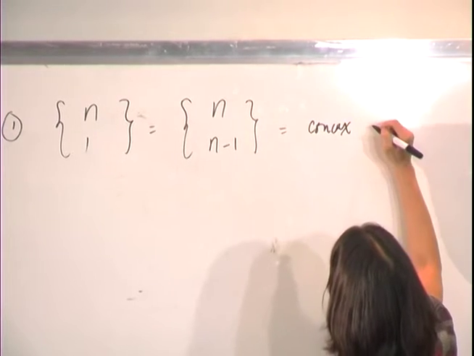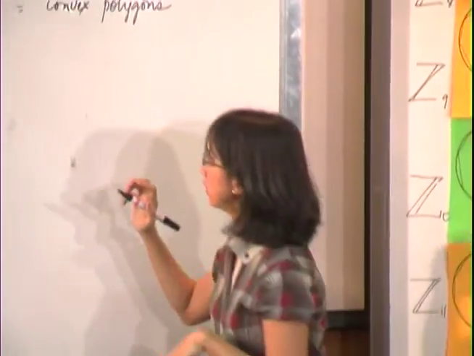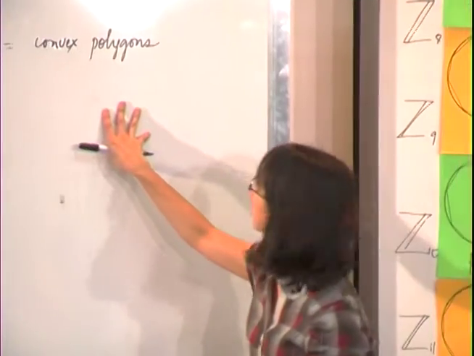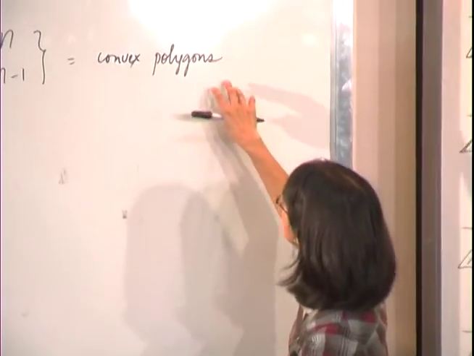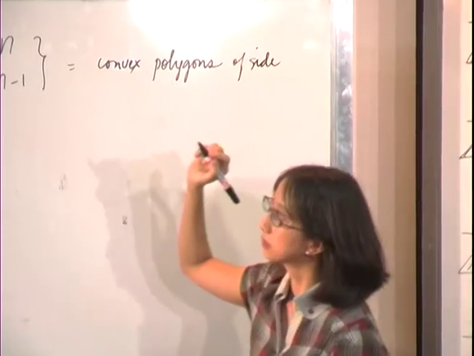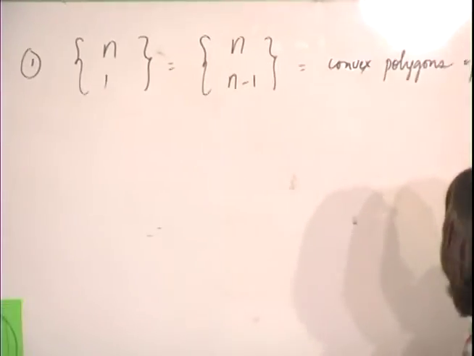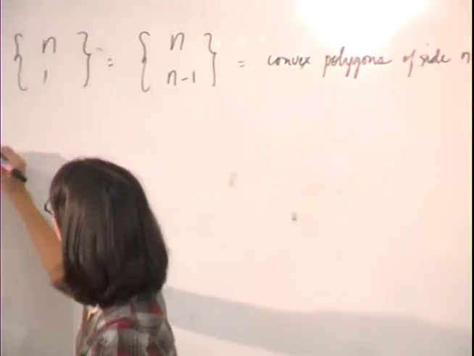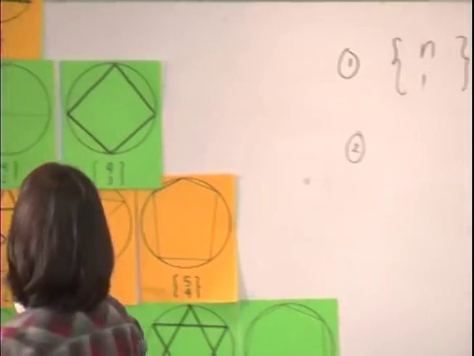Convex polygons. Actually, if you have placed the points equally spaced around the circle, you form regular polygons. Okay? So this is actually convex polygons of side what? Okay, that's correct. Side n. Very interesting. How about other observations?